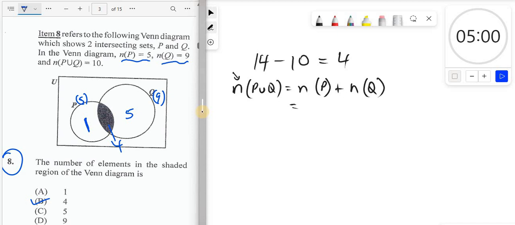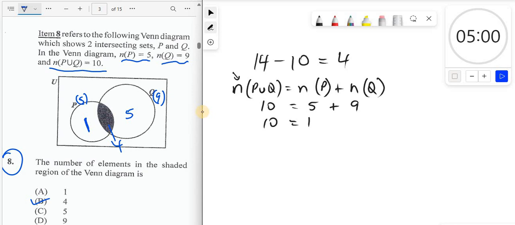But we realize that when we add up the 5 of P and the 9 of Q, we actually get 14, right? But we're told we're supposed to get what? 10 in the union. So obviously that doesn't make sense because 10 is not equal to 14. So that means we have to reduce this 14 by 4. We have to subtract 4 for that to work. So where does this 4 come from for us to get 10? Well, it comes from the intersection that we are subtracting, which is P intersect Q. That's the number of elements in the intersection. So that's the formula, guys.